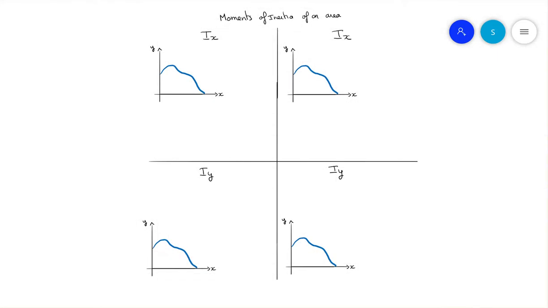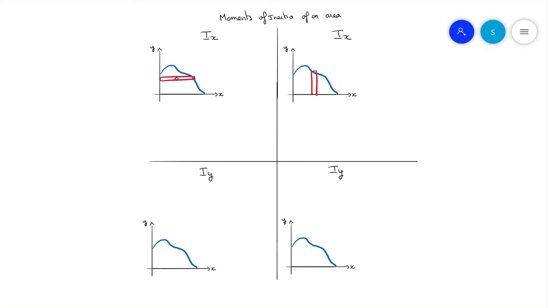Okay, in this video I will explain how to find the moment of inertia of an area depending on whether we use vertical or horizontal stripes, and if we want to find Ix or Iy. So let's use Ix first, and in this example I will use horizontal stripes, and in this one a vertical stripe. Let's begin with the horizontal stripes, okay?